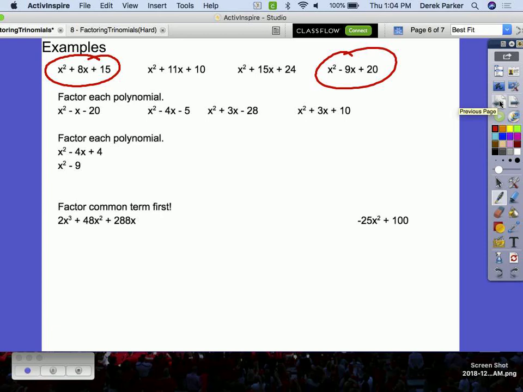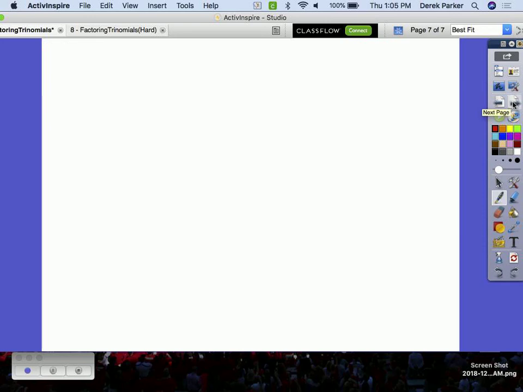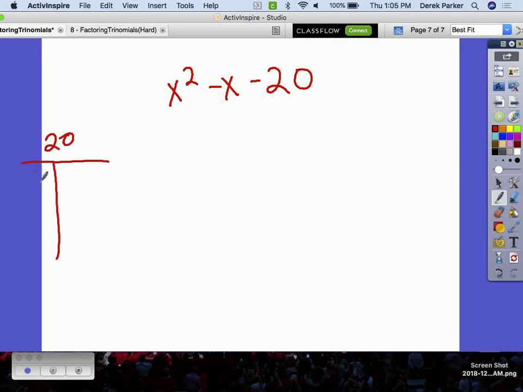My next problem I want to do, x squared minus x minus 20. As you may notice, both terms have a minus symbol. That means one of the terms is going to be a positive and the other is going to be a negative. List out all the factors of 20 again. 1 and 20, 2 and 10, 4 and 5.